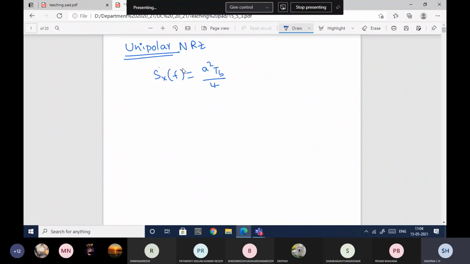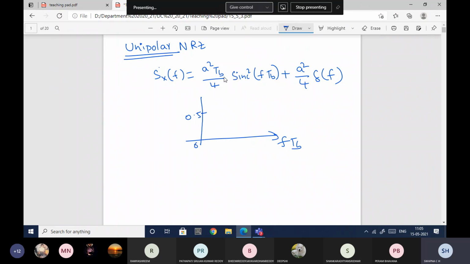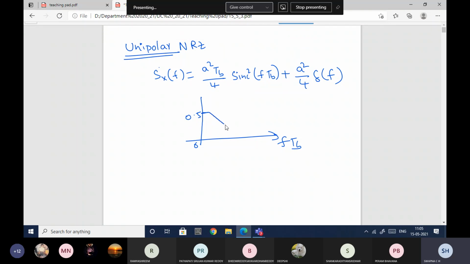Okay, fine. Unipolar NRZ, Sx of f is nothing but a square TB by 4 sinc square FTB plus a square by 4 delta of f. This is what we have got finally. And when we try to plot the spectrum, the amplitude we have got as 0.5. This is at frequency f is equal to 0, and TB is approximated as 1. When we have taken it in this way, the graph will be in this way.